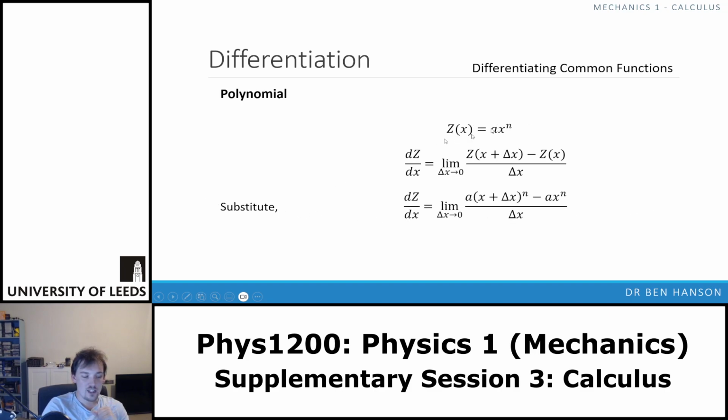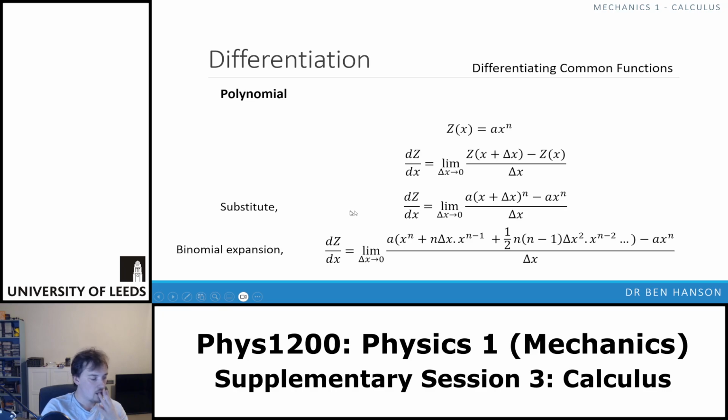So let's substitute in this function, right? z of x is ax to the n. So z of x plus delta x is a(x plus delta x) to the n minus ax to the n, divided by delta x. And we want the limit as delta x tends to 0. Can't set delta x equal to 0 right now because we'll get 0 on the bottom and that makes no sense. We're not trying to get a 0 on the bottom. We're trying to take the limit as delta x approaches 0. That's something very different. So let's expand the mathematics of this and see where that takes us.